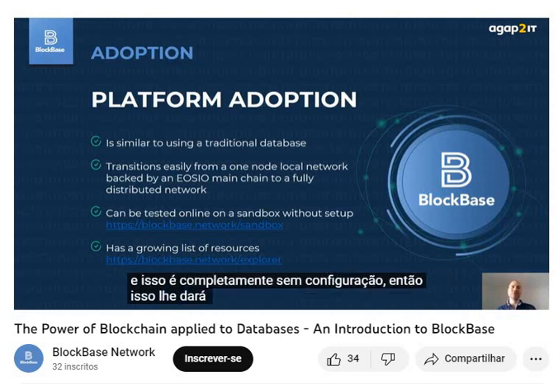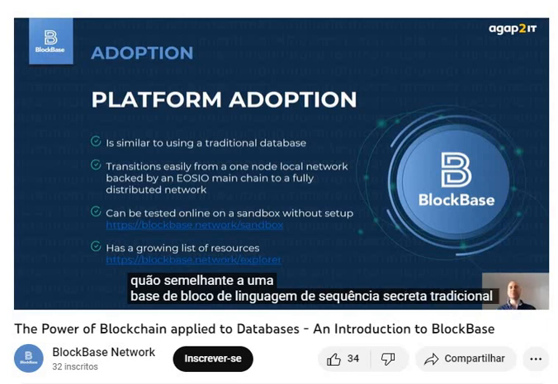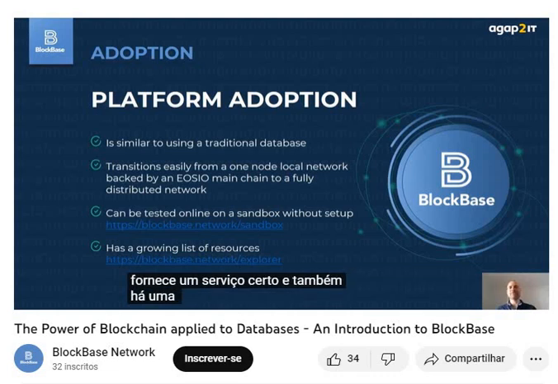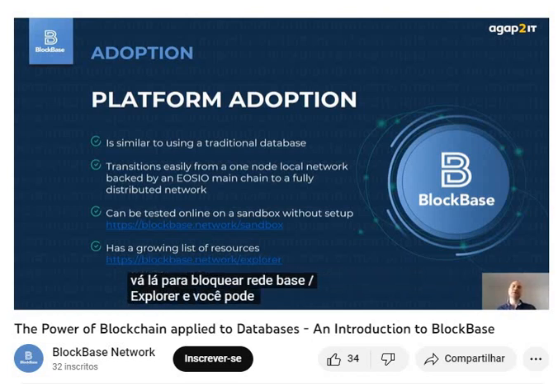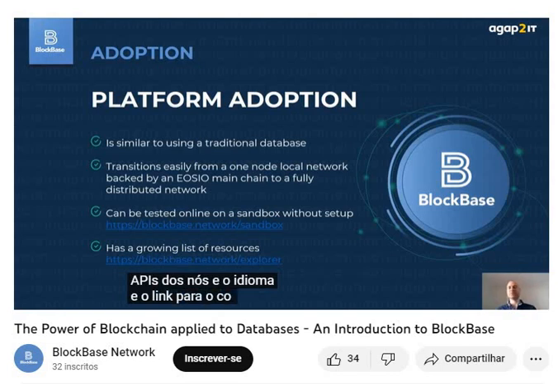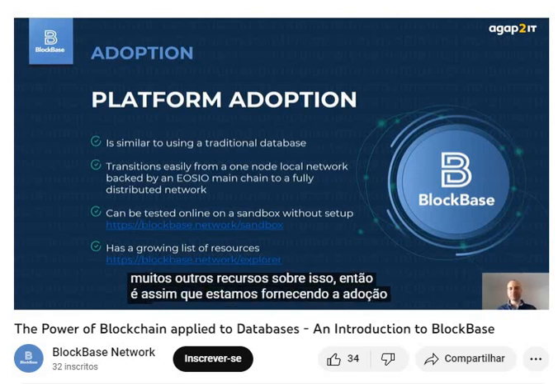So this will give you a good, clear idea of how similar to a traditional SQL language BlockBase is or provides as a service, right? And also, there's a growing list of resources on the BlockBase network site. So you can go there to BlockBase network /explorer, and you can find all the APIs of the nodes and the language and the link to the online code and a lot of other resources about it. So this is how we are providing the adoption of the platform also.